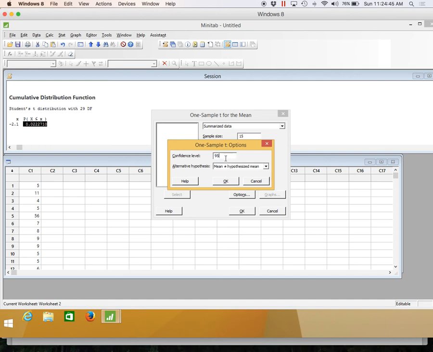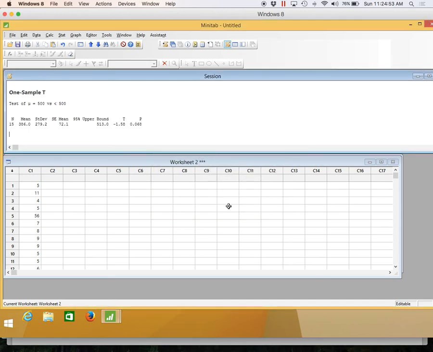The options here, my confidence level is 95, and my sign in the alternative is the less than sign. Here, this is the test statistic, and we knew that the p-value was somewhere in between 5 and 10. It actually happens to be 6.8%. Okay, and we've got an upper bound here of 513.